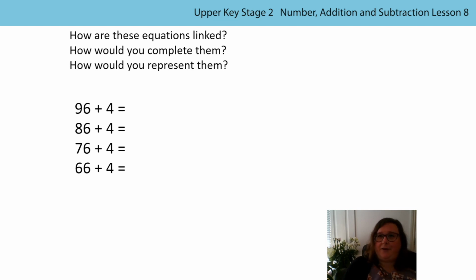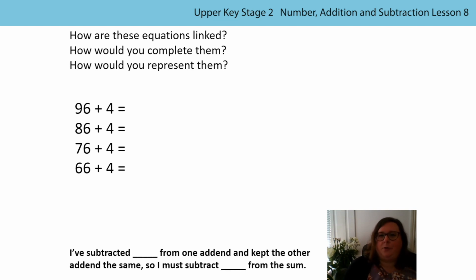Okay, so pause the video here, have a go at solving the equations, think carefully about what changes and what stays the same, and then come back. Welcome back. Let's have a little look at these equations, and as we're doing so, let's think about using our stem sentence to talk about what changes and what stays the same. So first of all, 96 add 4 is equal to 100. Then we've got 86 add 4 is equal to 90, 76 add 4 is equal to 80, and 66 add 4, which is equal to 70.